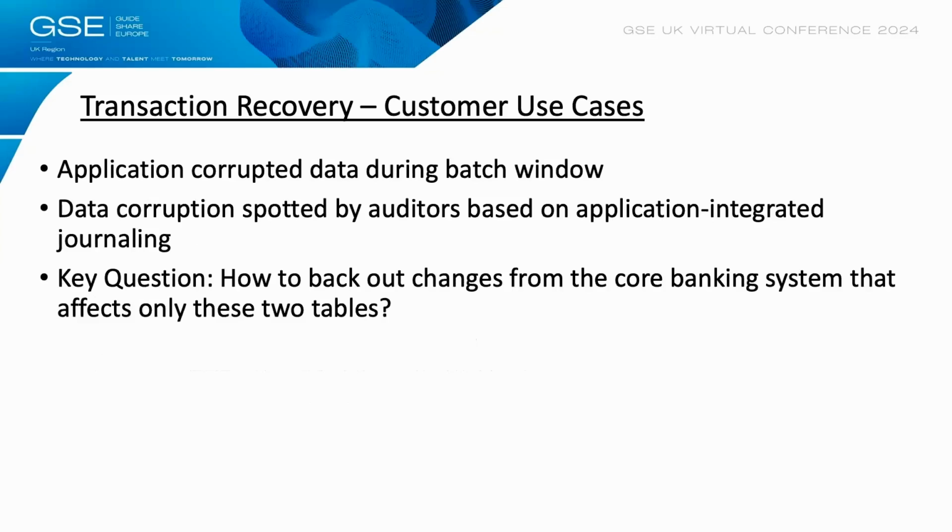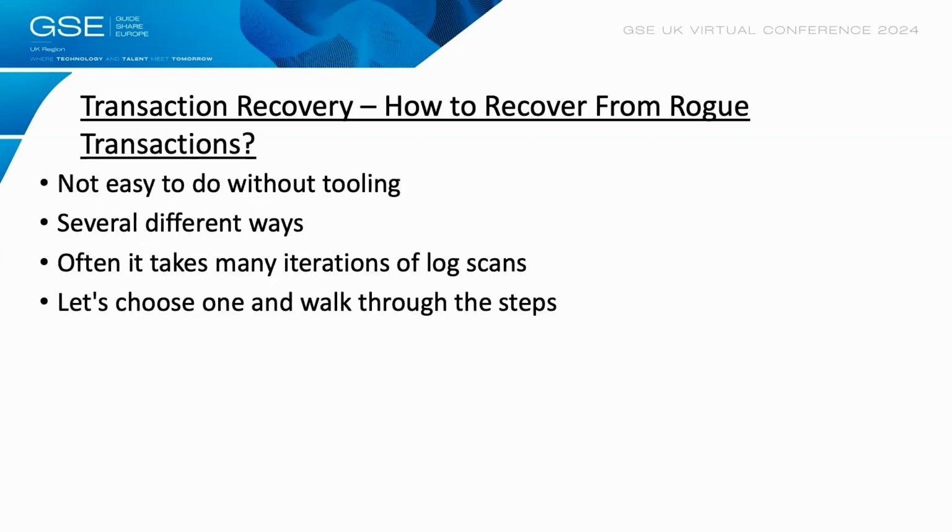And a use case is an application that corrupted data during the batch window, spotted by auditors. So it's not happened immediately. So they've gone back auditing it, and now they've found there's some mistakes. So how do you back out the changes from that to only affect those two tables? Well, it's not easy without tooling, and most of the big vendors do tooling. Some of the small ones do as well.